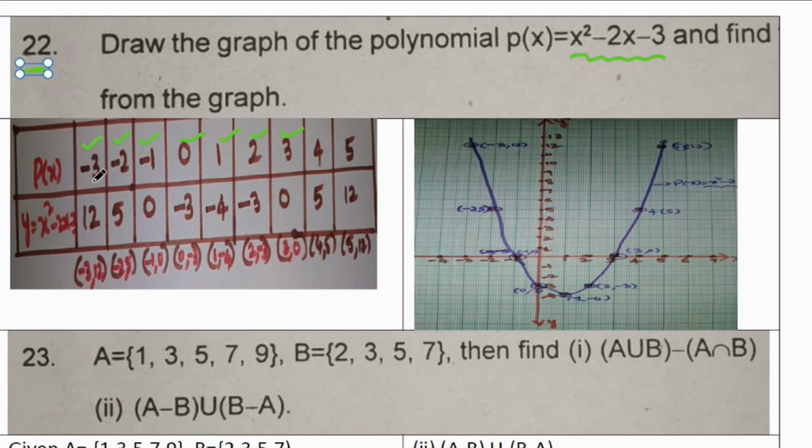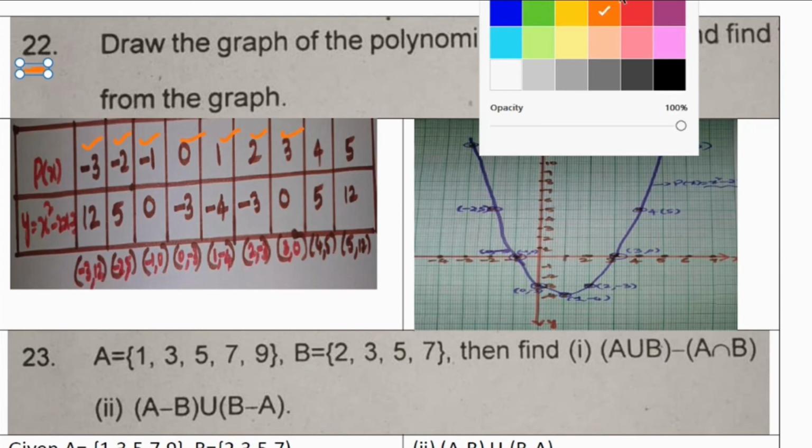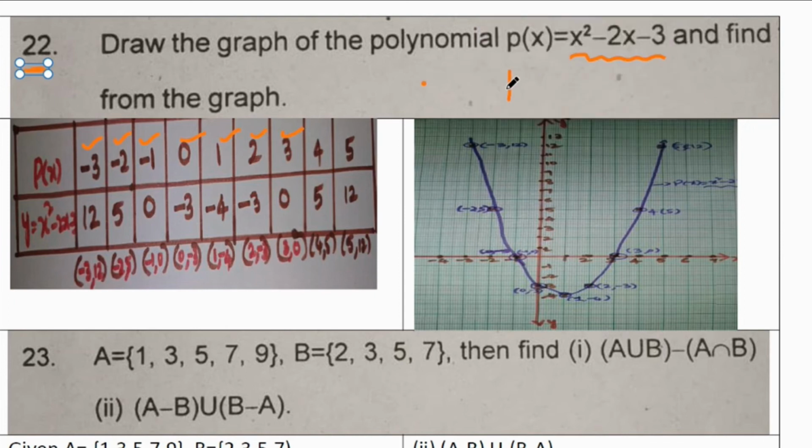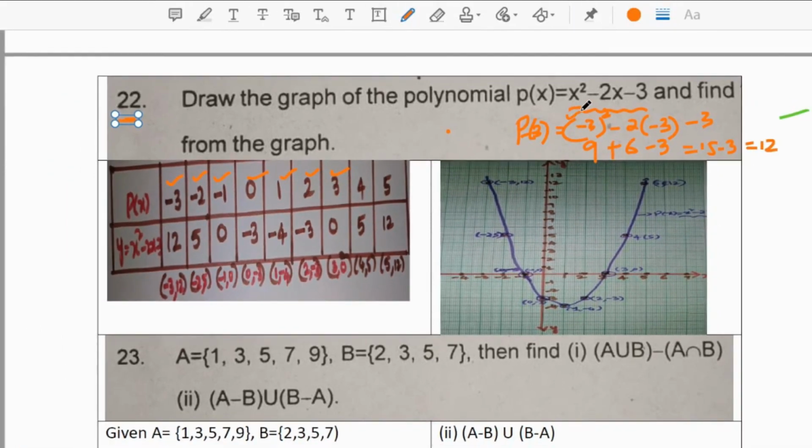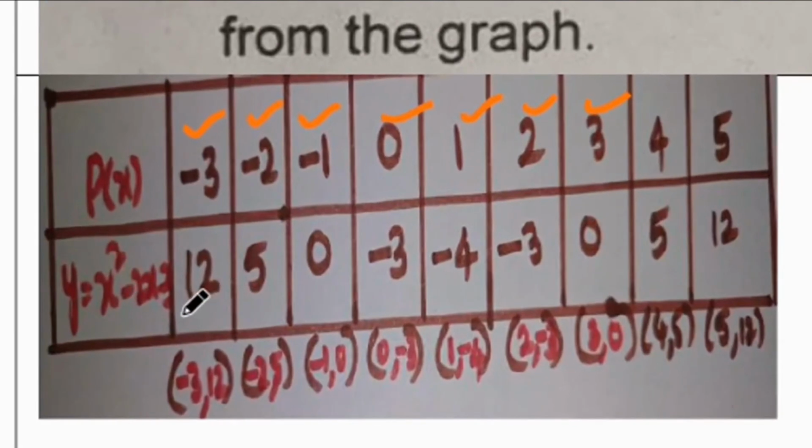If you take the value of x as minus 3, y will become 12. I will tell why the value of y will be 12. When you take the x value of minus 3, you have to replace that minus 3 wherever x is there in the given polynomial. So x square, minus 3 square, minus 2 into minus 3, minus 3. Minus 3 square value is plus 9, minus into minus is plus, 2 times 3 is 6, minus 3. 9 plus 6 is 15, 15 minus 3 is 12. So when we take the value of x as minus 3, the value of y will be 12.